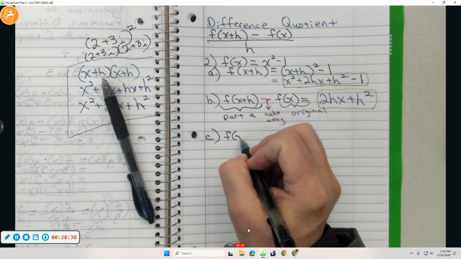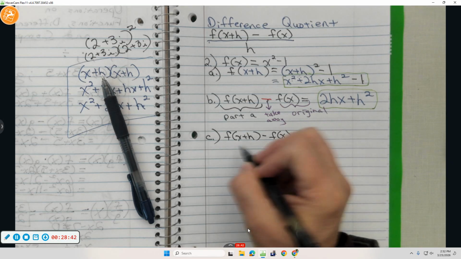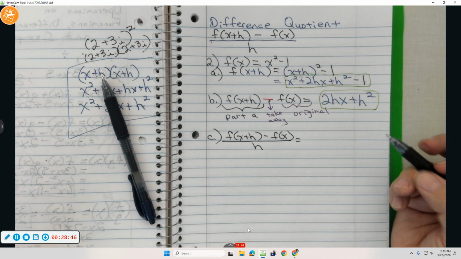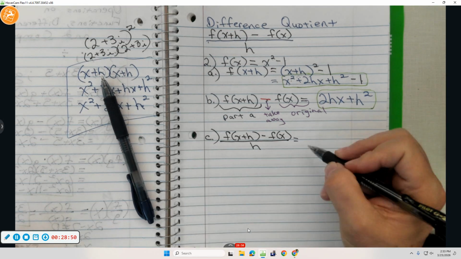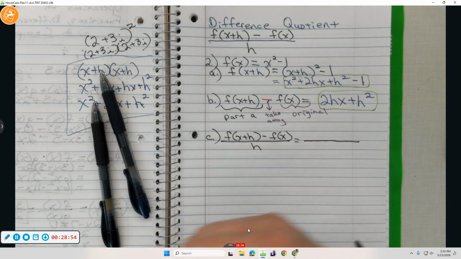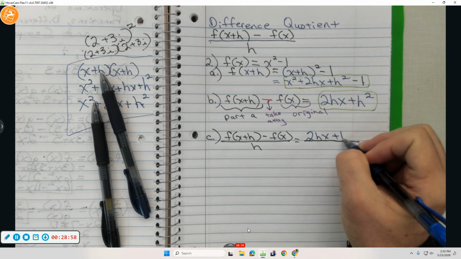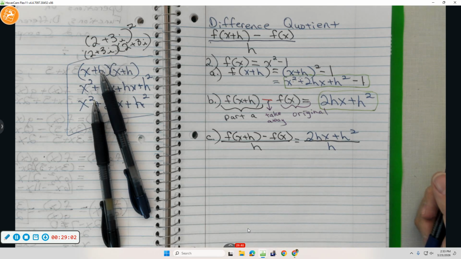Going to take the answer you just found in part B and divide it by h. So this is the answer you found in part B, that was 2hx plus h squared, and you're dividing it by h.